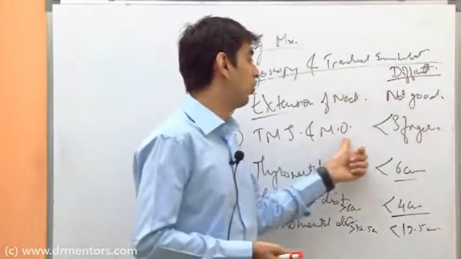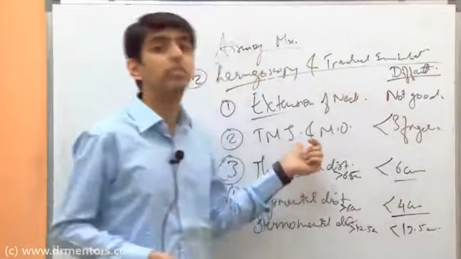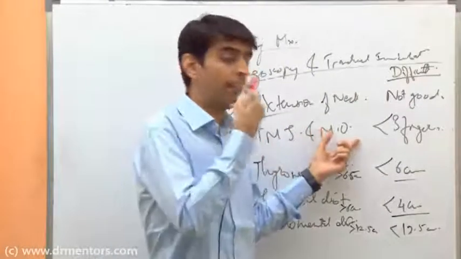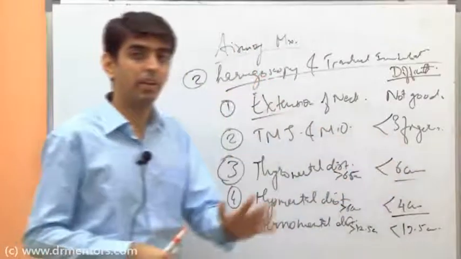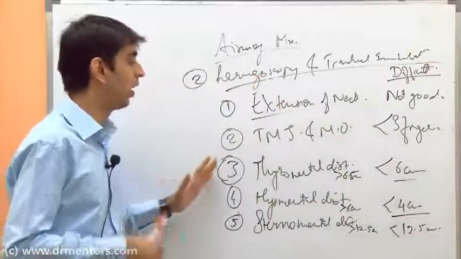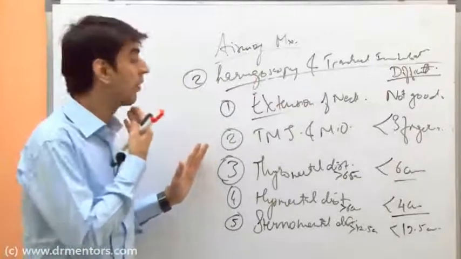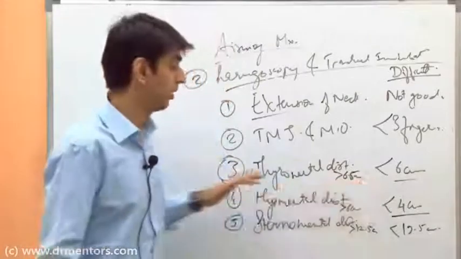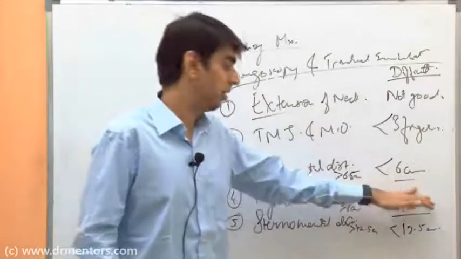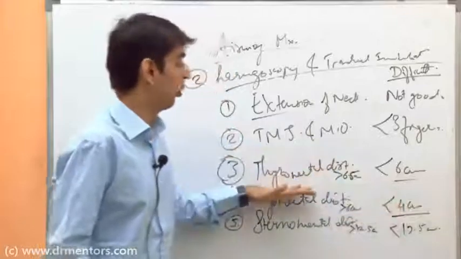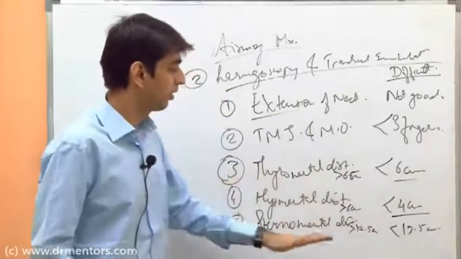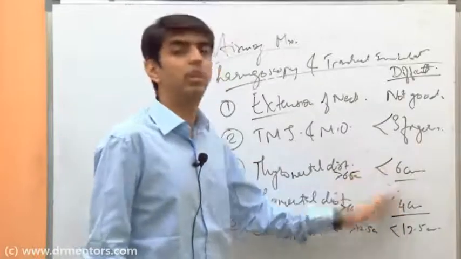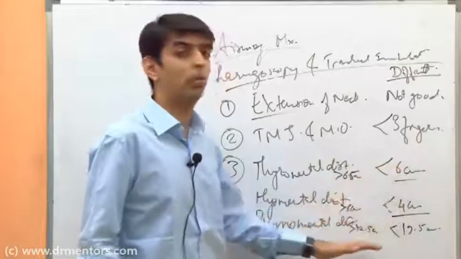Temporomandibular joint and mouth opening. If the opening of the TMJ and mouth opening is less than 3 fingers, it is a predictor of difficult laryngoscopy and intubation. Thyromental distance normally should be more than 6.5 centimeters. This has been asked in the recent examination. Most important: thyromental distance, hyomental distance, sternomental distance. These three have to be learned because this is very confusing. One is like 6, 6.5, around 12, 12.5.